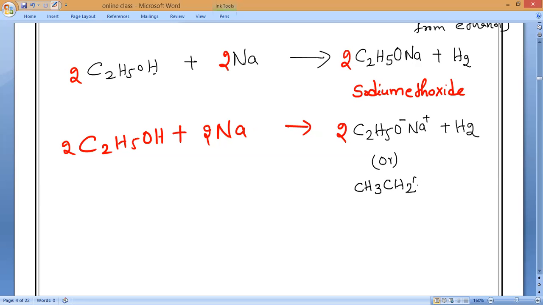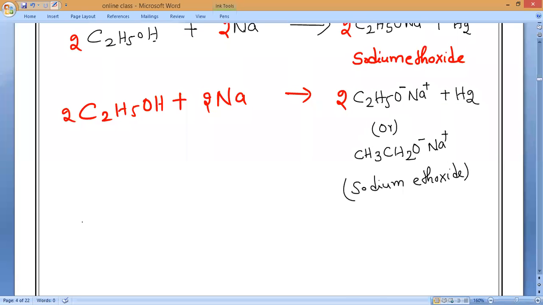CH3CH2O minus and Na plus. So this is also all the same. So what is the name of this one? All of you? Sodium. Okay. So you want the structure, I will draw that also.